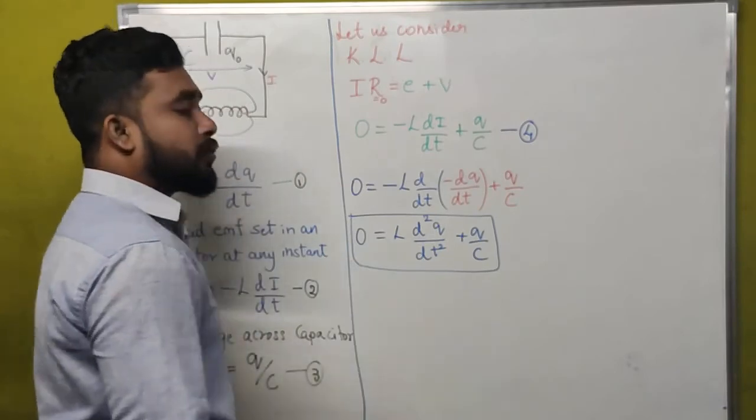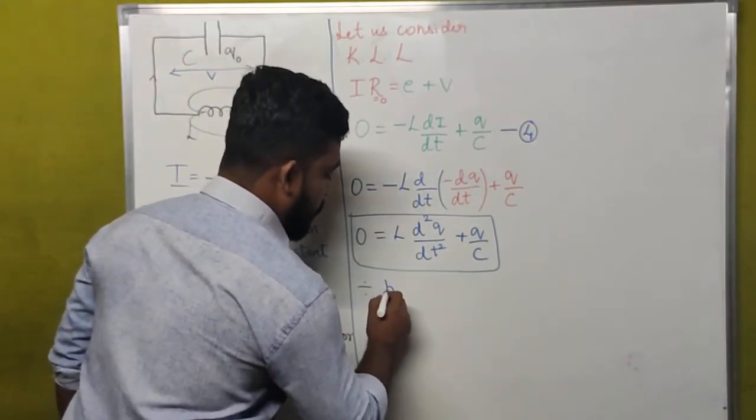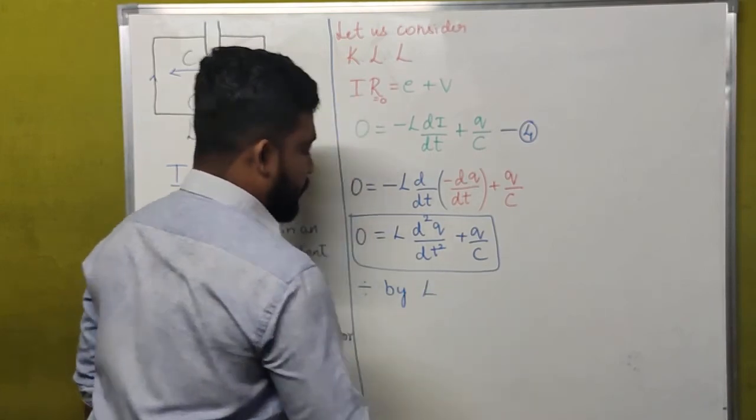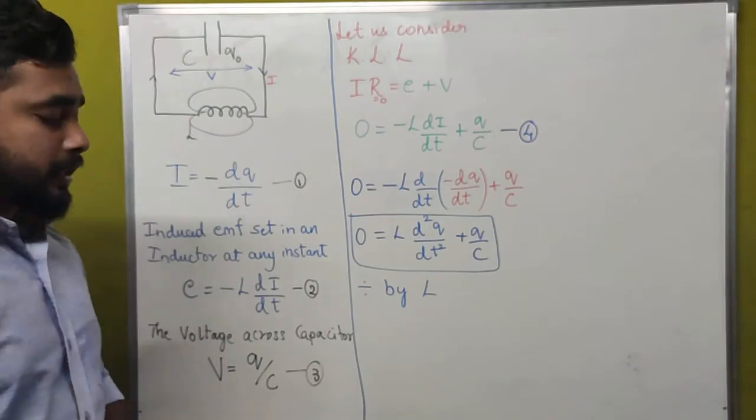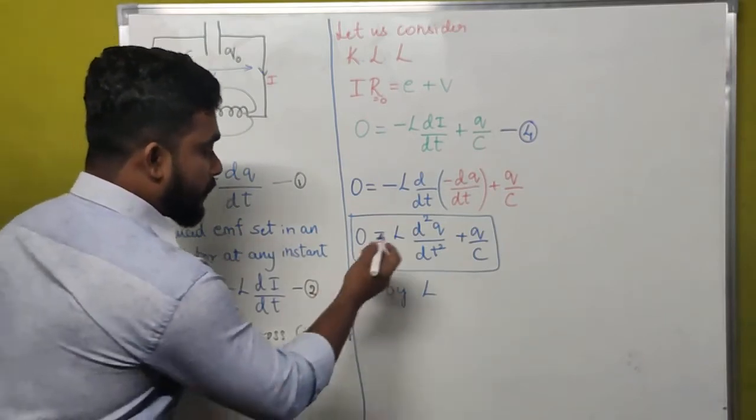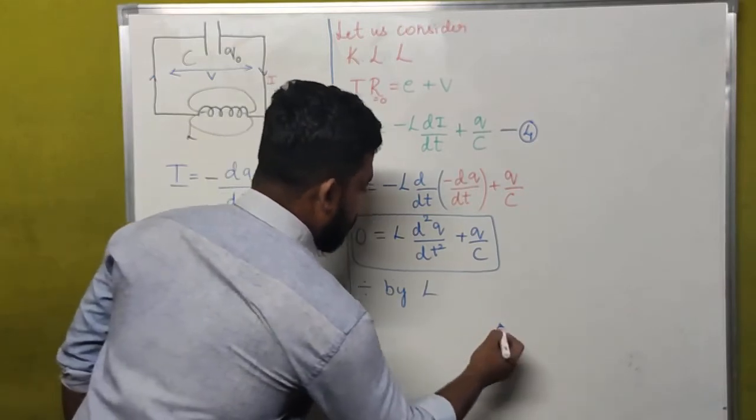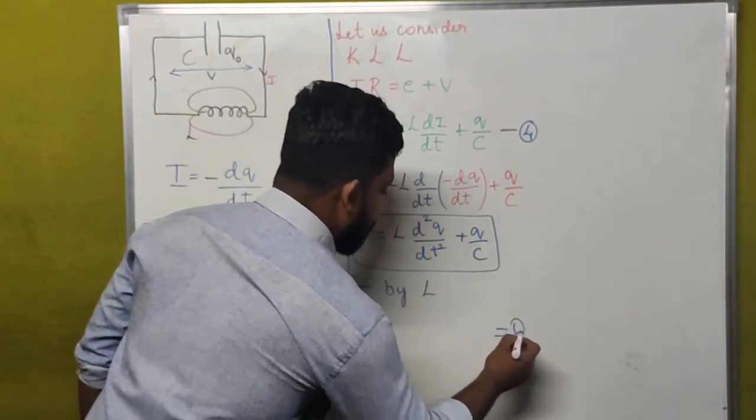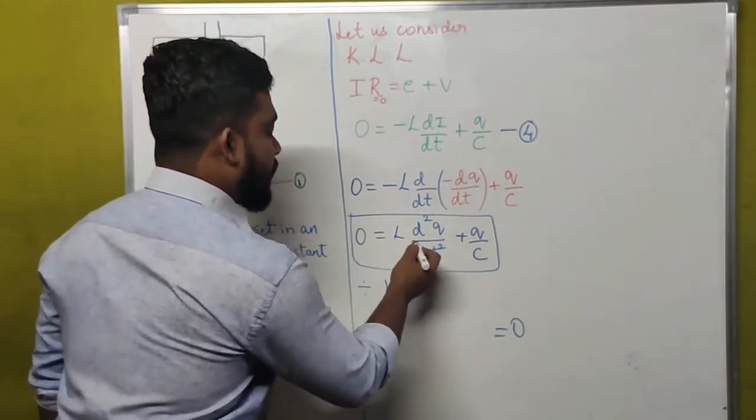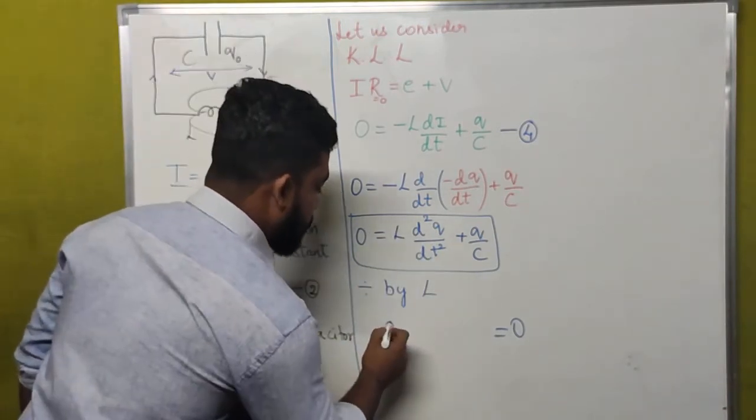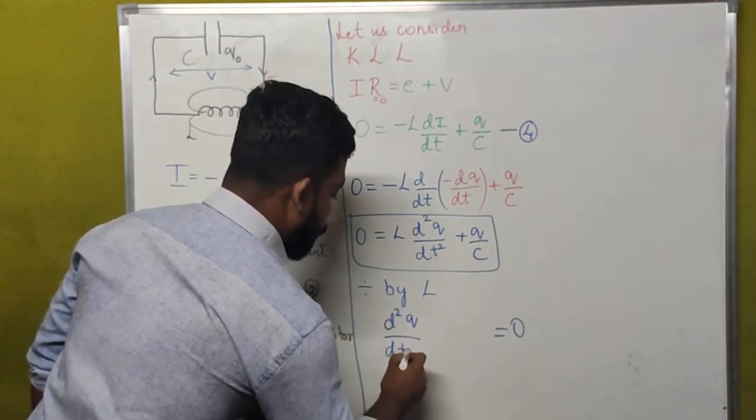What we have to do is divide the whole equation by L. If we divide this whole equation by L, what will we get? 0 divided by L is 0 only, and I'll write that on the right side of the equation. L divided by L cancels, and the only remaining thing is d square q divided by dt square.